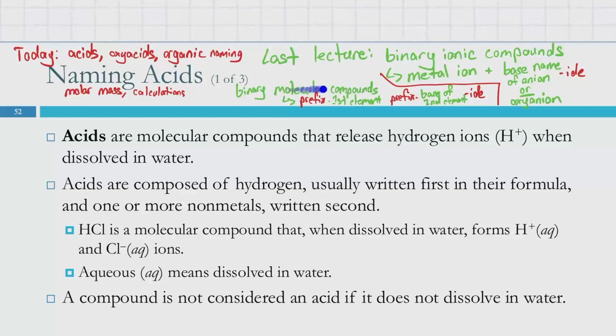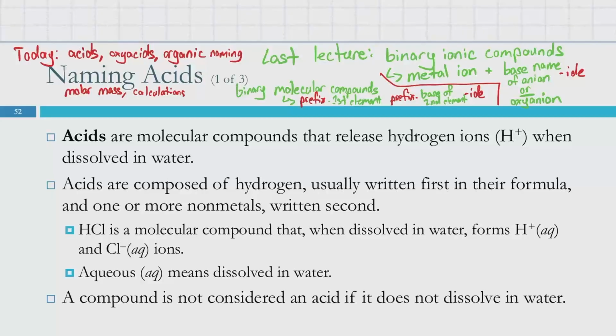We also talked about naming binary molecular compounds where we've got the prefix and then the first element. Remember that we omit the prefix if it's mono, if we've just got one of that element. Then we've got our prefix for the second element plus the base name, change the ending to "-ide".